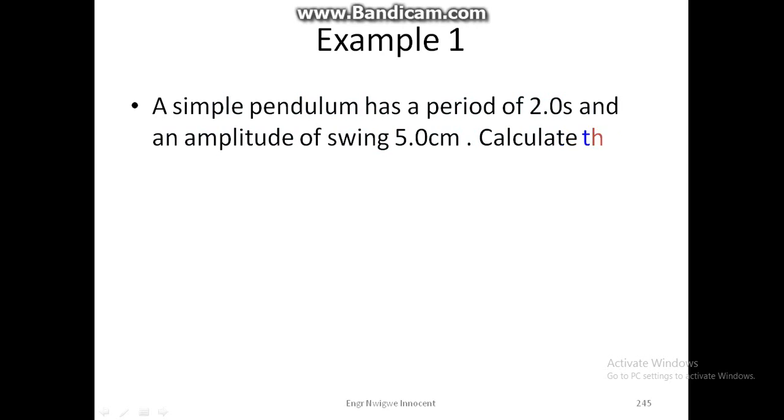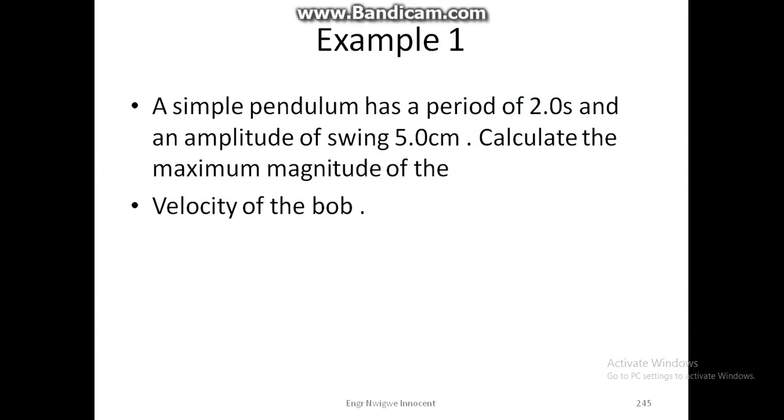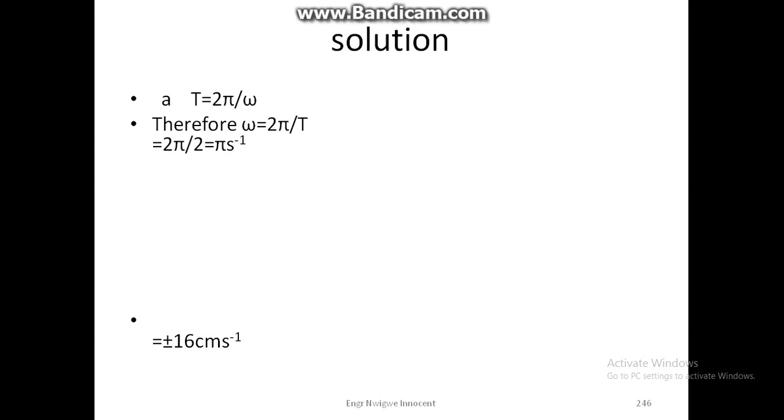Example 1. A simple pendulum has a period of 2.0 seconds and an amplitude of swaying 5.0 cm. Calculate the maximum magnitude of the velocity of the bulb and the acceleration of the bulb. Solution. A. Period T is equal to 2 pi over omega. Therefore, making omega the subject of the formula, we have 2 pi over T, which is equal to 2 pi over 2, is equal to pi per second.